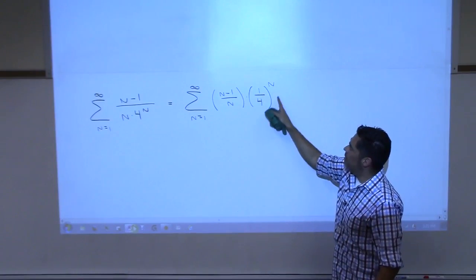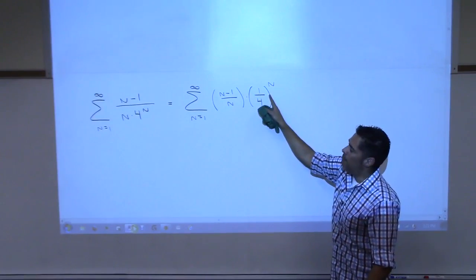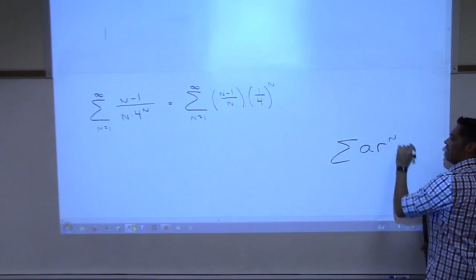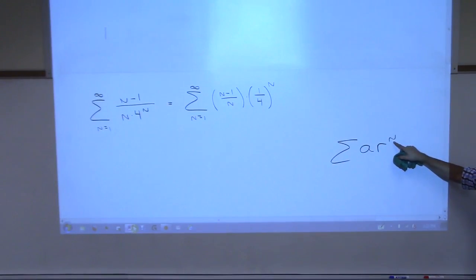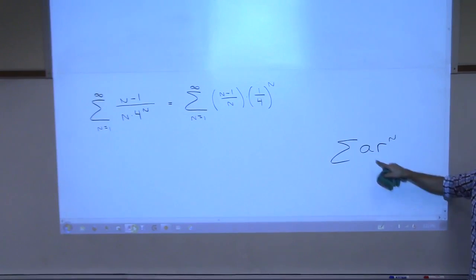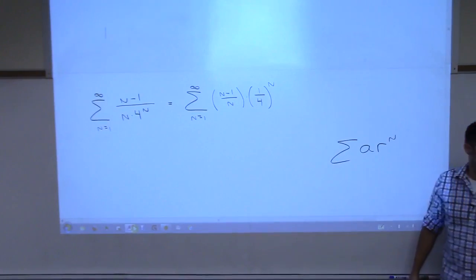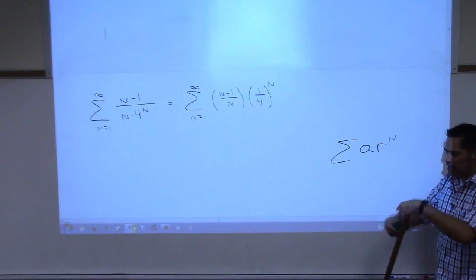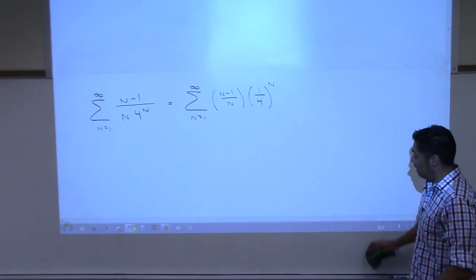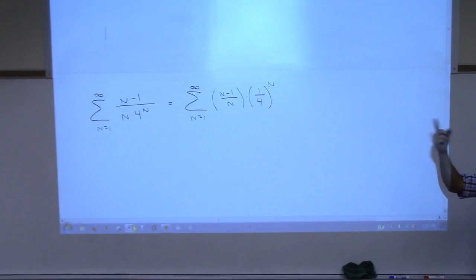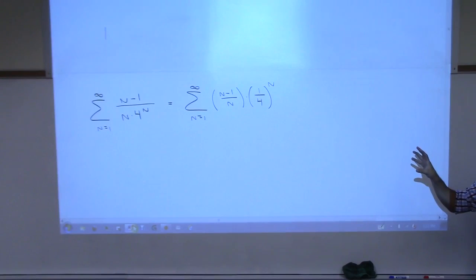1/4 to the n, that's geometric. But with geometric, remember the formula is a r to the n, right? The n is only up here. This a in front is not a function of n. It's a constant. And the thing that's in front here is not a constant. It's changing, right? It changes as n changes. So it's not geometric. But hey, comparison, if I compare later, I might consider comparing it to a geometric, right? Because it has elements of geometric in it.